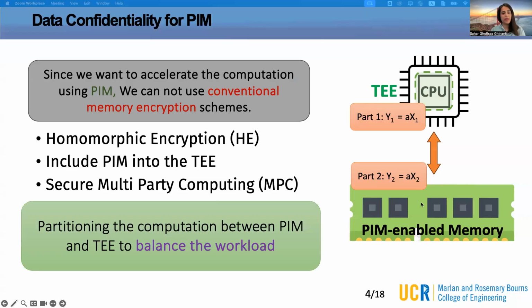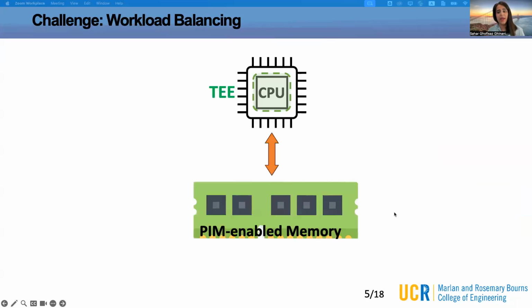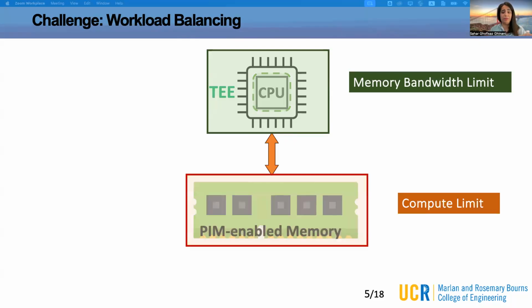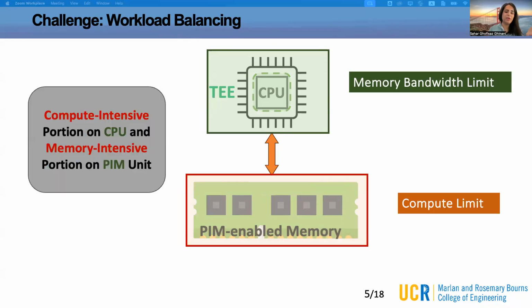Okay, so the challenge here is how to balance the workload in a way that the computation on both of our computing elements does not become a computational bottleneck. So the CPU is limited in bandwidth and memory is limited in computing capabilities. So the CPU should be in charge of the compute-intensive portion of the computation, and PIM should be in charge of the memory-intensive portion.